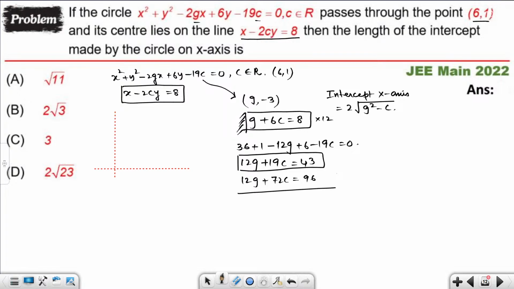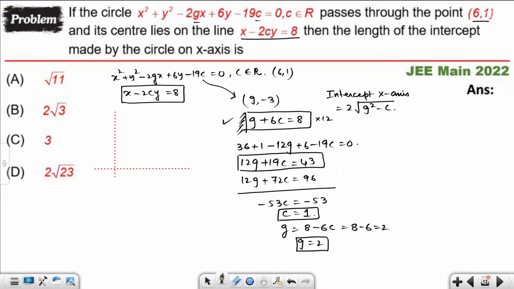So 72 minus 19 will give us 53c equals 96 minus 43, that will give us 53. So we are getting c as 1, right? Now, what about g? If I put it here, we are going to have g equals 8 minus 6c, which gives us 8 minus 6, that is 2. Okay, so g is nothing but 2. We got that.